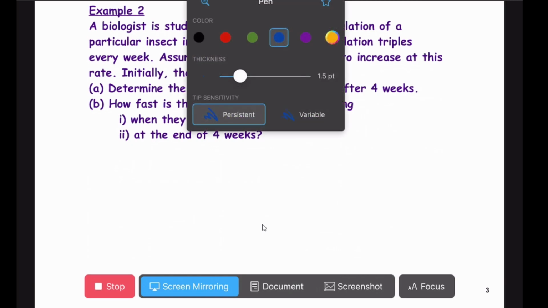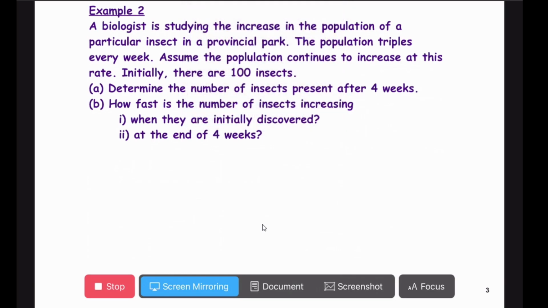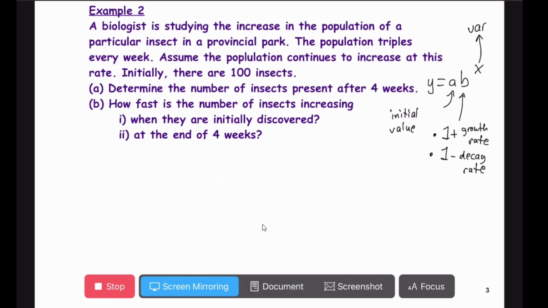When I have an exponential function, and presumably you've learned about these before in your other classes, generally it's going to look like this: y equals a times b to the x, where a is my initial or starting value, b is 1 plus my growth rate, or if it's decay, 1 minus decay rate, and x is our variable.